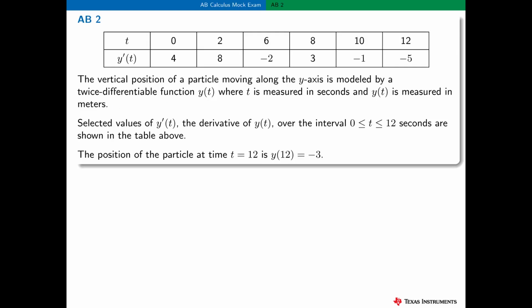Form AB Question 2 involves a particle moving along the y-axis. Its position is modeled by a twice differentiable function y of t, where t is measured in seconds and y of t is measured in meters. We're given a table of values of y prime of t for selected values of t, and we also know the position of the particle at time t equals 12 is minus 3.